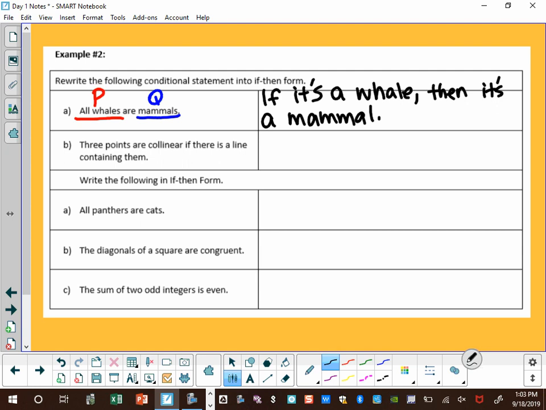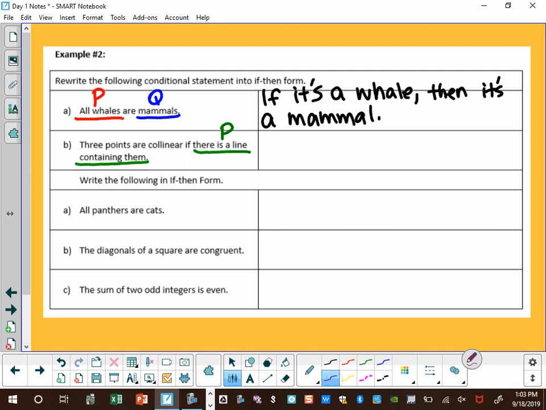Letter B is a little tricky. It says 3 points are collinear if there is a line containing them. What's the phrase after the word if? There is a line containing them, so does that be my hypothesis or the conclusion? Good. This is my hypothesis. Diana, you got that? Okay. My if is in the middle of the sentence, so whatever is after that, that's my hypothesis. So in this case, it's at the back of the sentence.